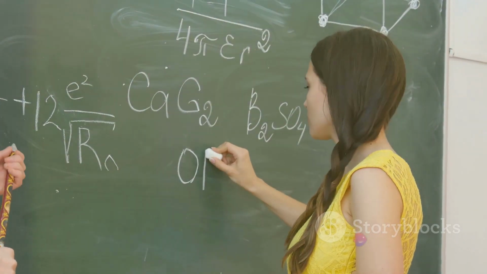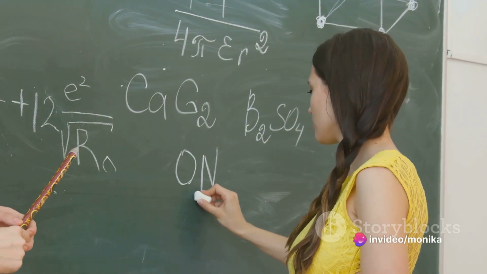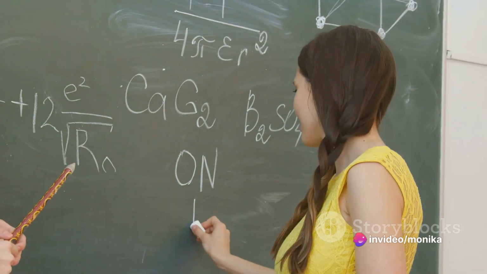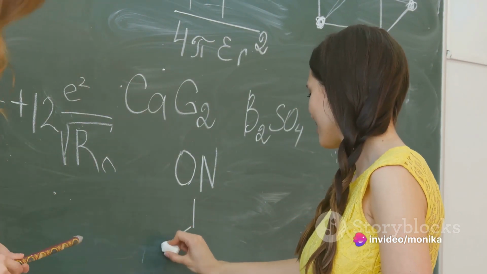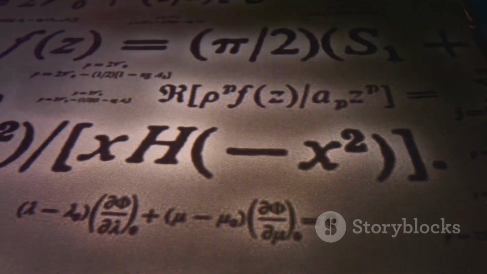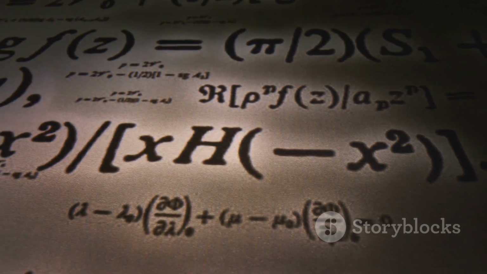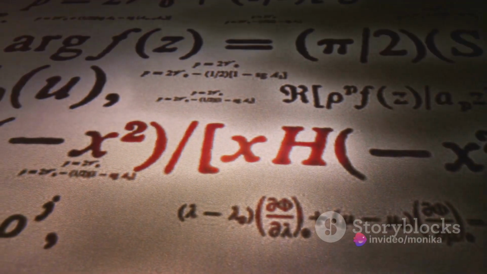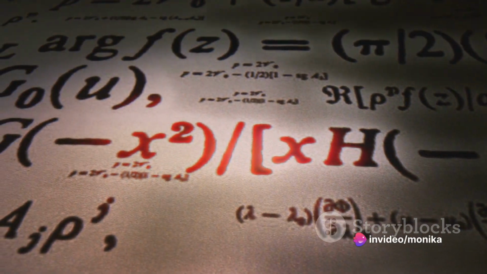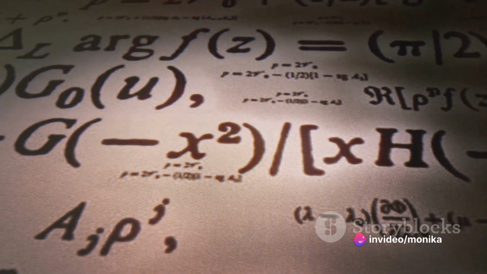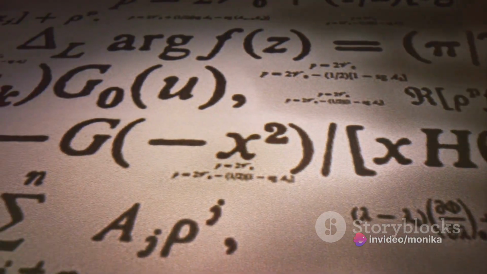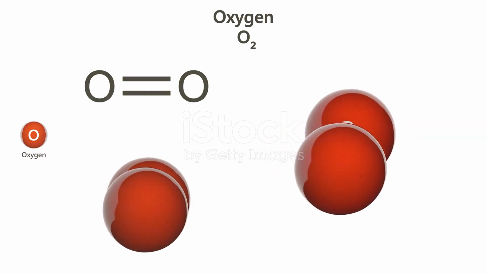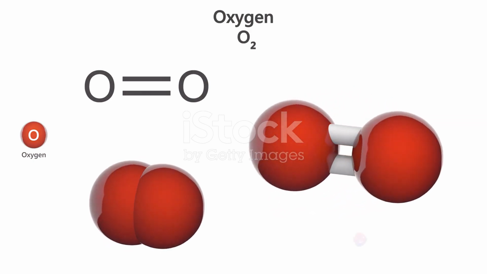In our case, we can balance the oxygen atoms by placing a 2 in front of H2O, making it 2H2O. But wait, now the hydrogen atoms are unbalanced. So we go back and adjust the coefficient for hydrogen on the left side of the equation, making it 2H2. Now both the hydrogen and oxygen atoms are balanced, and we have a balanced chemical equation, 2H2 plus O2 yields 2H2O.